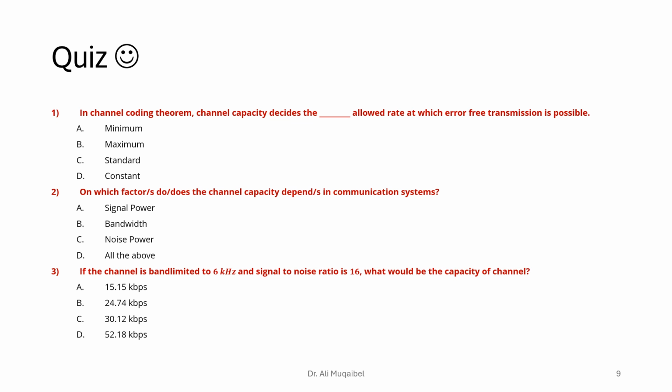The third and last question is, if the channel is band limited to 6 kHz and the signal to noise ratio is 16, what would be the capacity of the channel? So make your choice, take your time to do the calculation, and mark your answers 1, 2, 3 in the comment section. These are simple questions, but the objective is to make sure that the basics are gained.